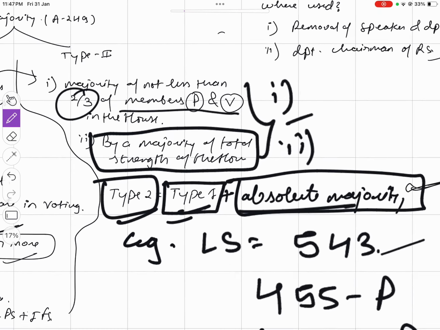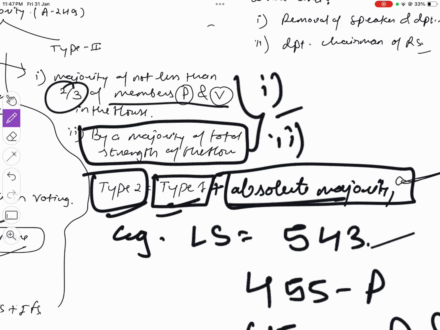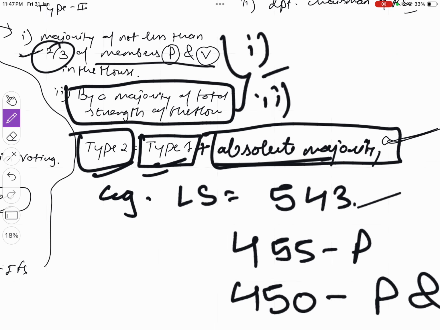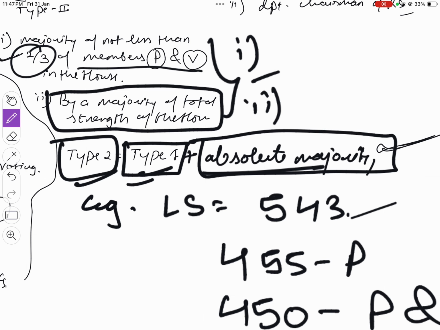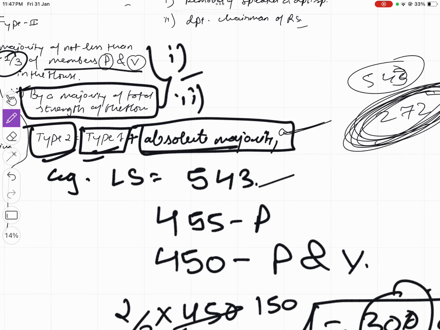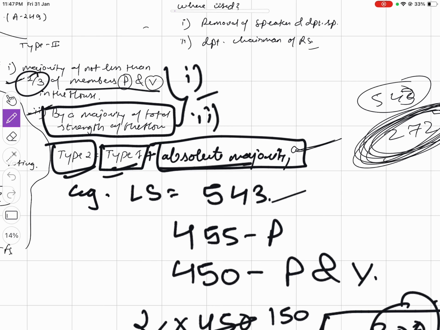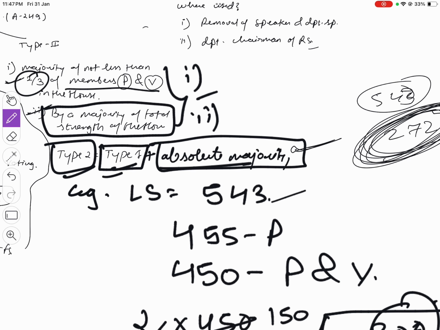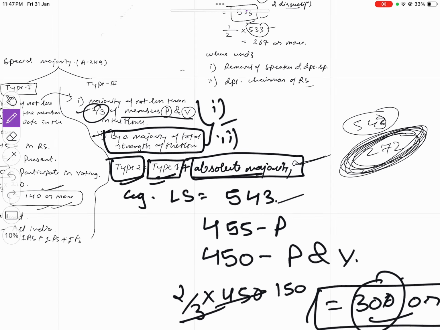And in type 2 majority, there are two conditions which need to be fulfilled. The 2/3 condition is there, but additional to it we have the total strength absolute majority condition also. It means a lot of members you need in favor to qualify from special majority type 2. So this is all about it.